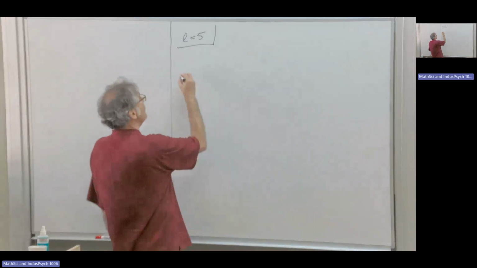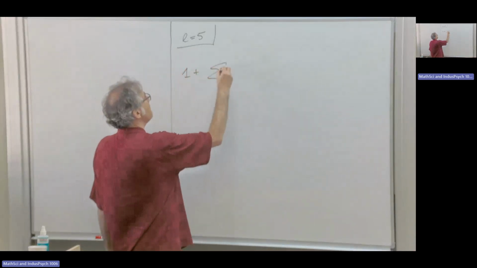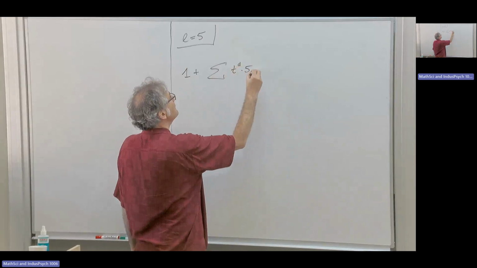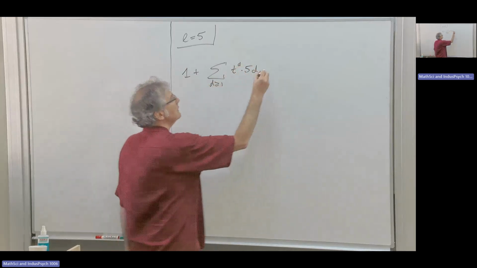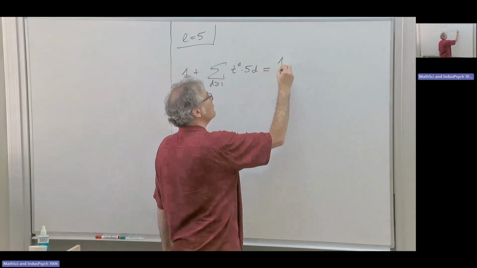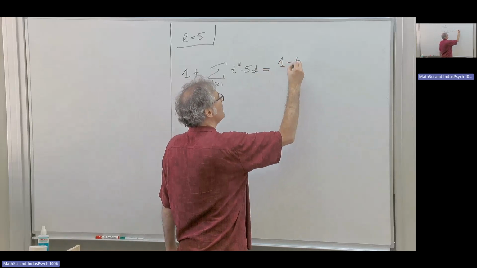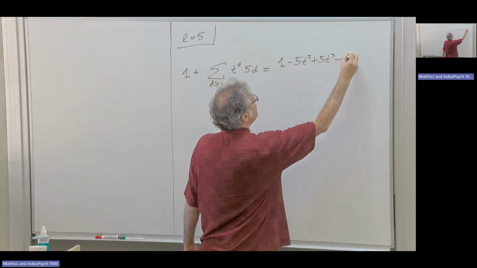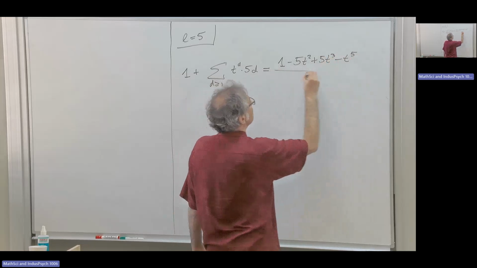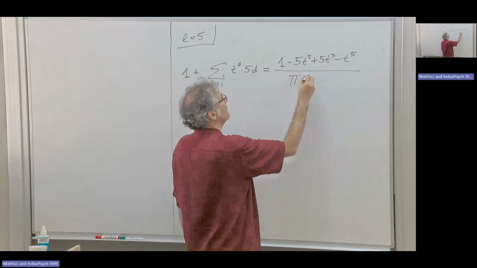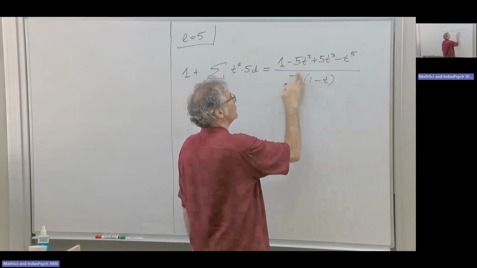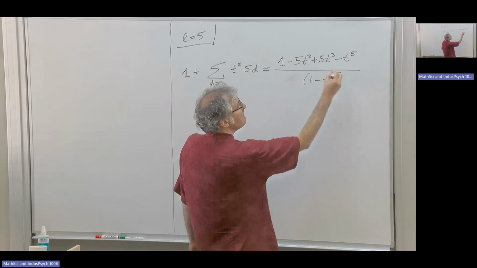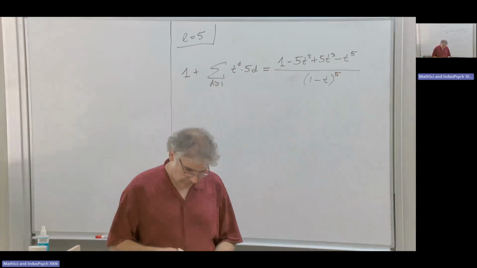So the answer is 1 plus some d to the d times 5d, d greater or equal to 1. This will turn out to be the following: 1 minus 5t squared plus 5t cubed minus t to the 5th, divided by product 1 minus t plus 1 minus t to the 5th. Okay, so that's the answer.